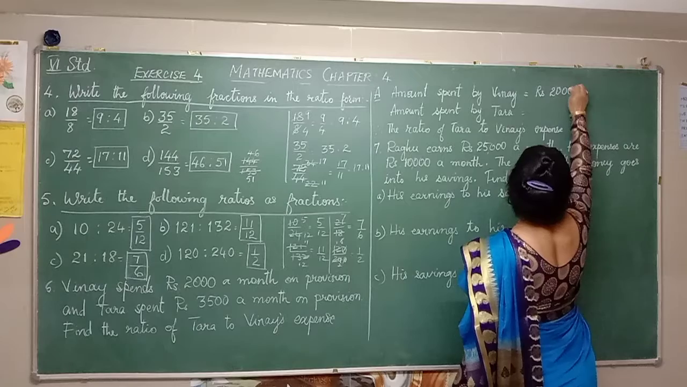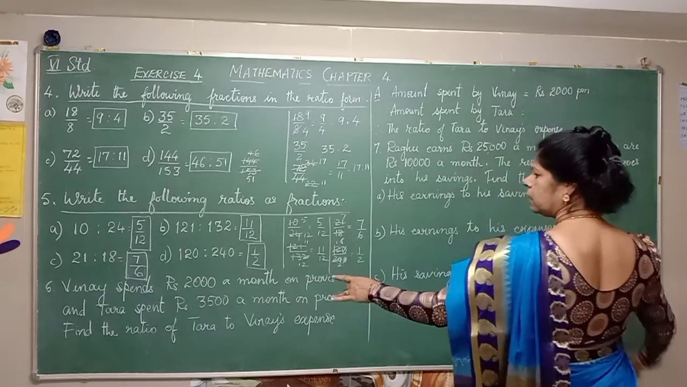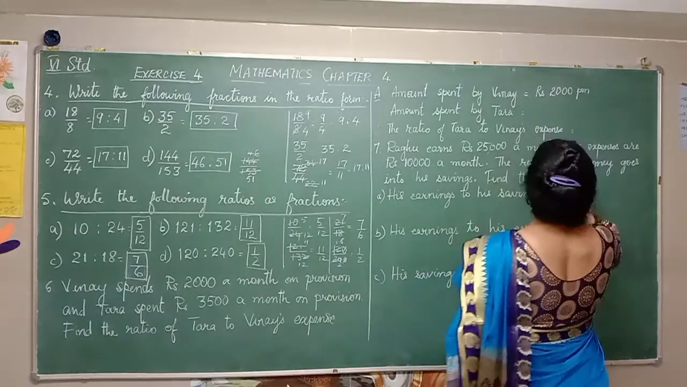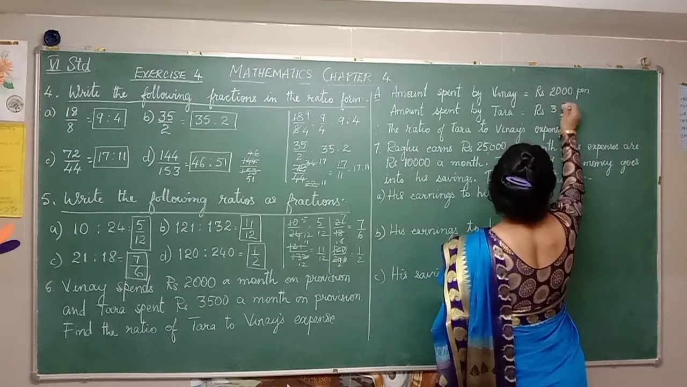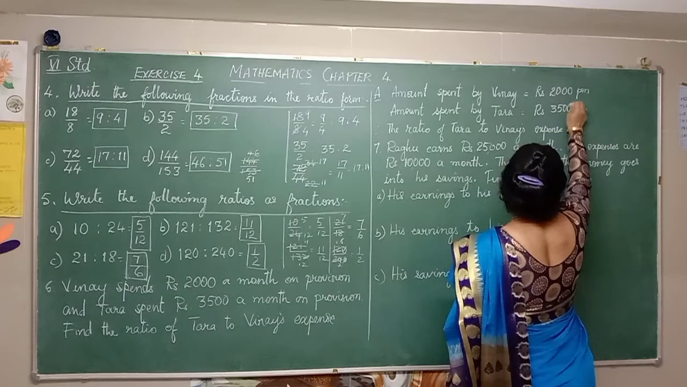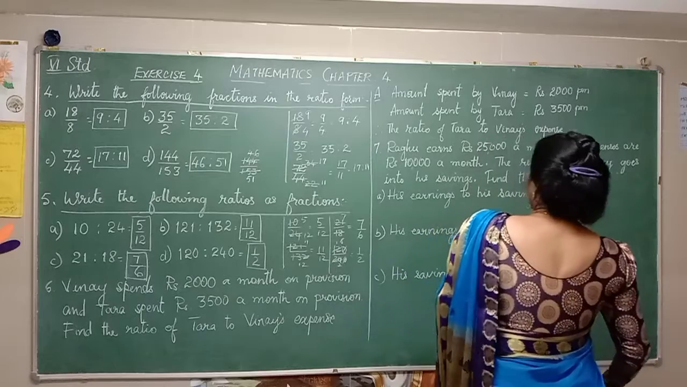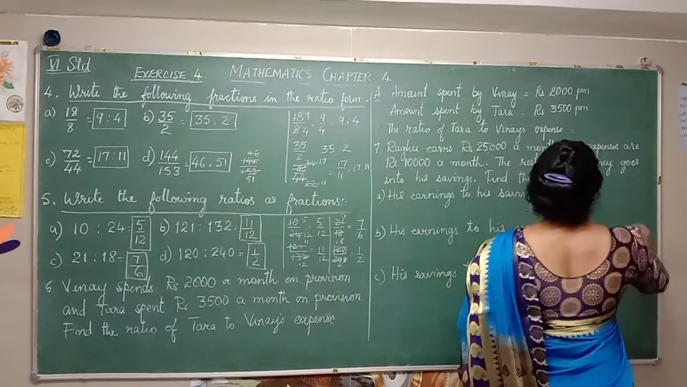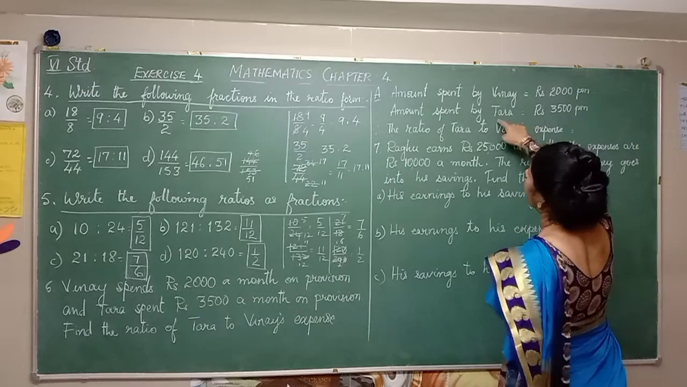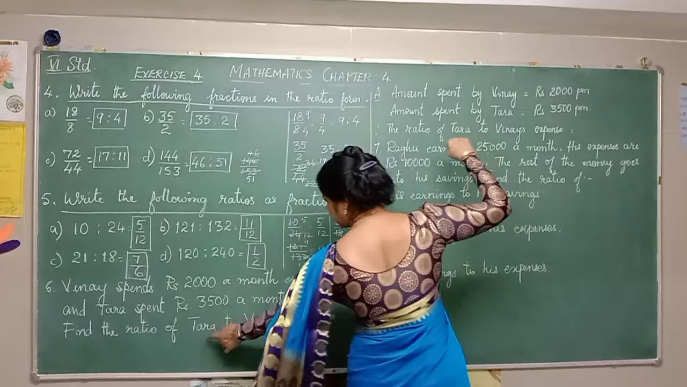Rupees 2000 per month it is PM. And then Tara has spent rupees 3500 per month. Now the ratio of Tara to Vinay's expense, how to do? What you have to do is first you have to see about Tara, because I asked for Tara first. Tara to Vinay.